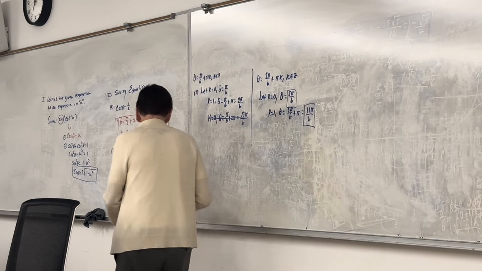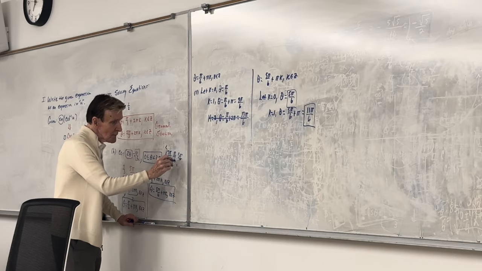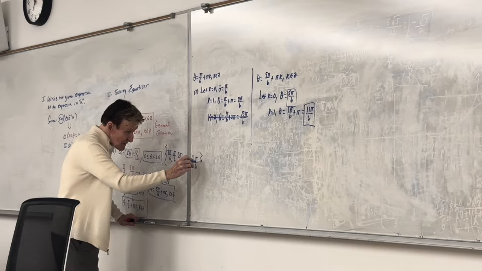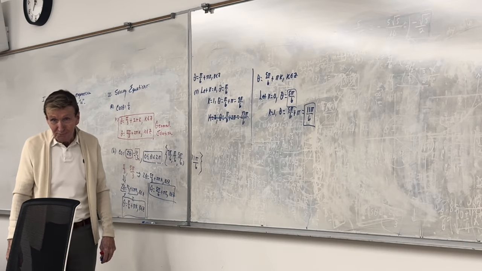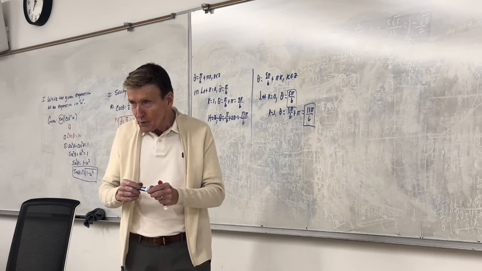Add to the group. I don't care what order you place these: 5 pi over 6, 11 pi over 6. Close this up. And those are my answers. And they're all caught between 0 and 2 pi, or 0 and 360.